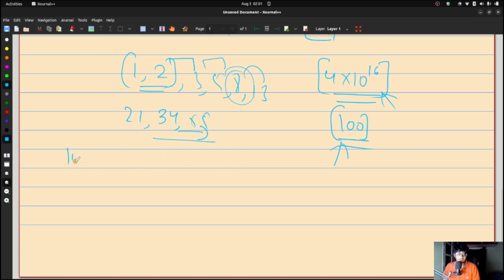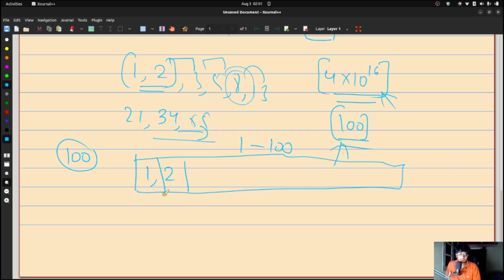Let's say the input number is 100, and we are going to traverse from 1 to 100. Our pre-built array already has 1 and 2 in it. So I know my sum will always start from 2, since we need to find even numbers, and we have already put one even number in our array.